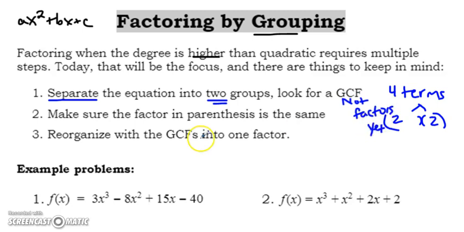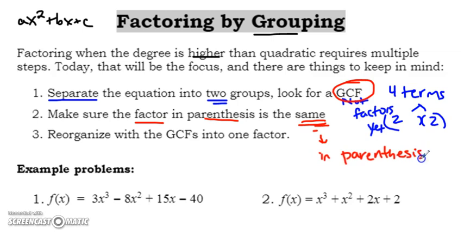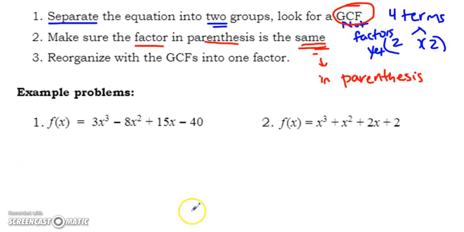Because what you're going to do is look for a GCF in each of those pairs. That's a greatest common factor. And then you're going to make sure that after you take the GCF out, the factor left over in the parentheses is the same. Okay, that's really key. I'll show you what I'm talking about in a moment. And then you need to reorganize so that the GCFs you took out are in one other factor. So here's what I mean.